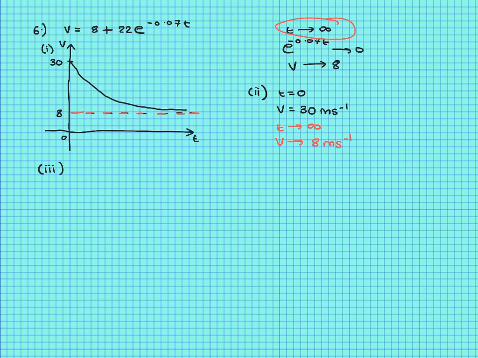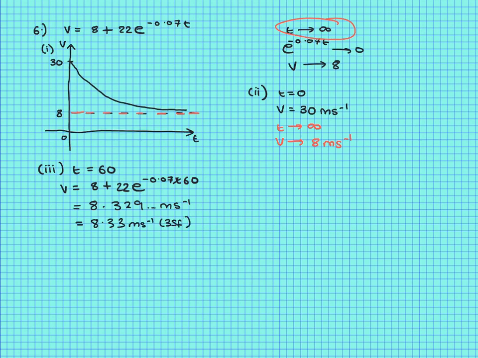So part 3, find the value of v as the parachutist lands 60 seconds later. So that's t equals 60, so we need to substitute in v. So that is 8 plus 22 e to the negative 0.07 times by 60, and that gives us a value of 8.329 ... meters per second, so 8.33 meters per second to 3 significant figures.